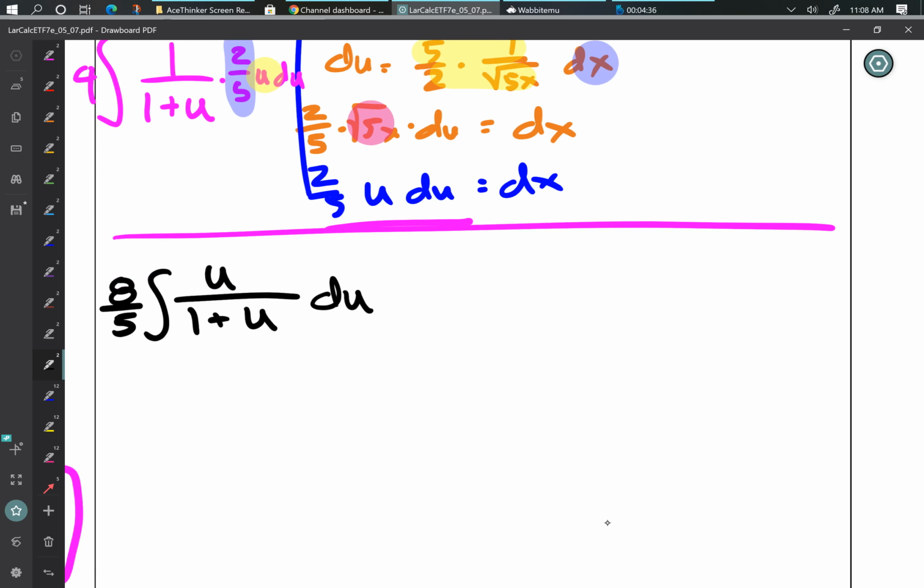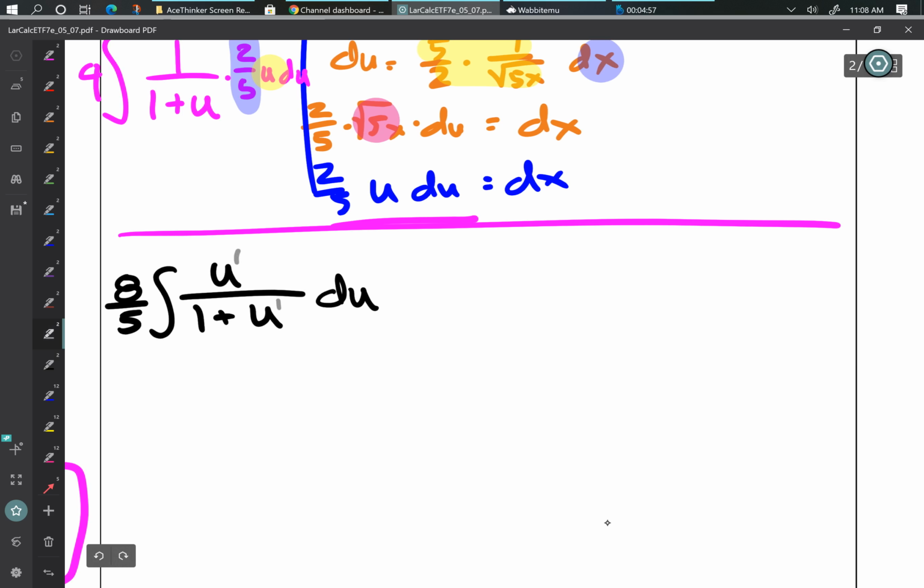All right. That doesn't look any better because the numerator isn't the derivative of the denominator. The numerator isn't a higher power than the denominator. In fact, the numerator is the exact same power. It's a u to the first and a u to the first downstairs.